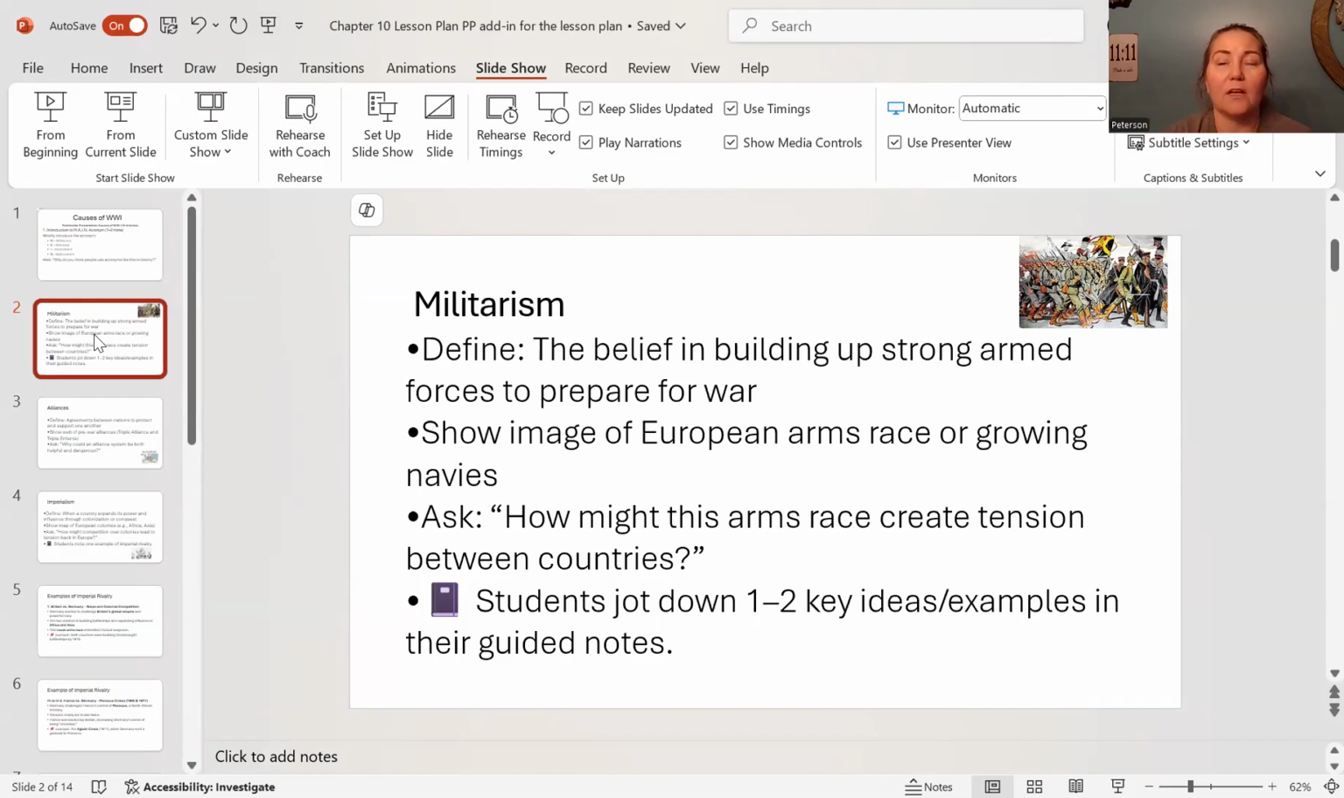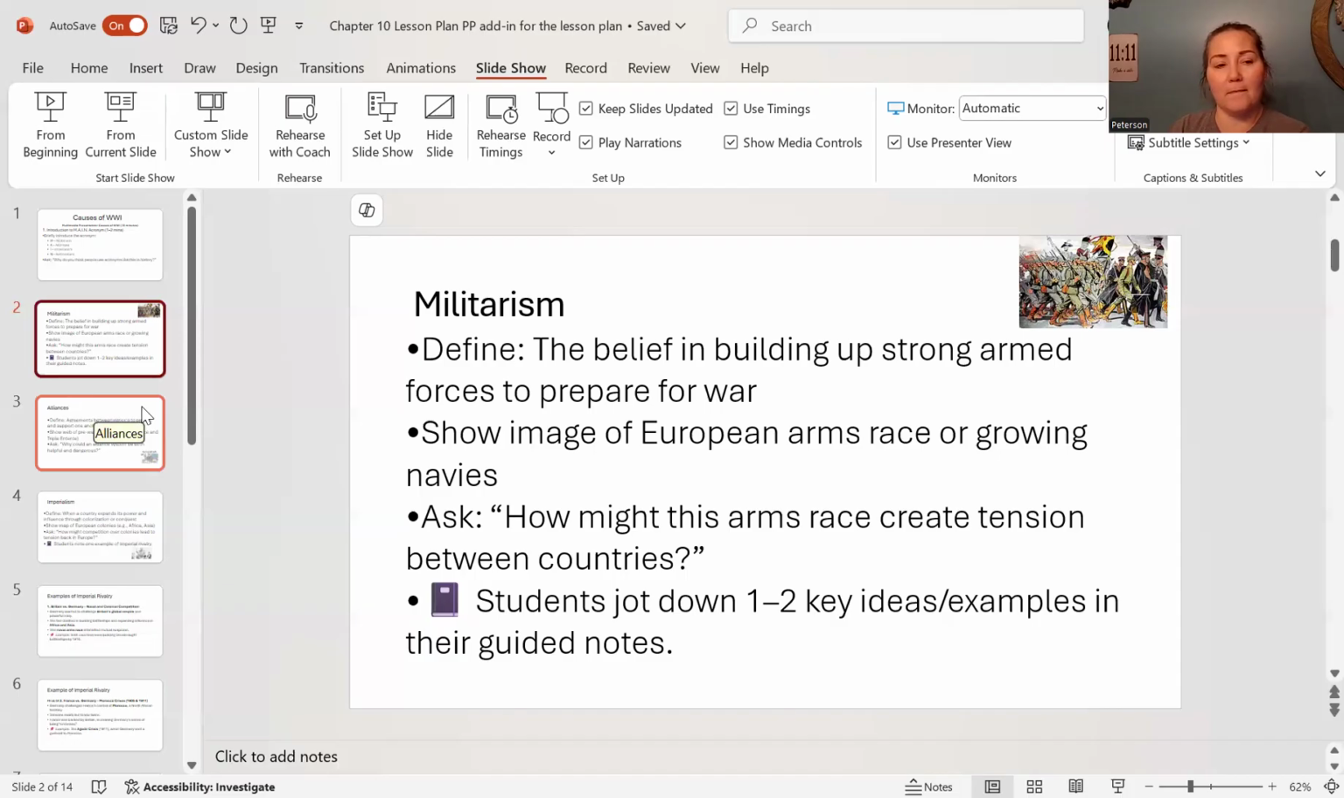So how do you think other countries react to a certain specific country suddenly building up their army or any of their armed forces? How do you think that would create tension? What do you think it would do? Write down a couple of ideas. I'm going to keep going while we keep working through this.